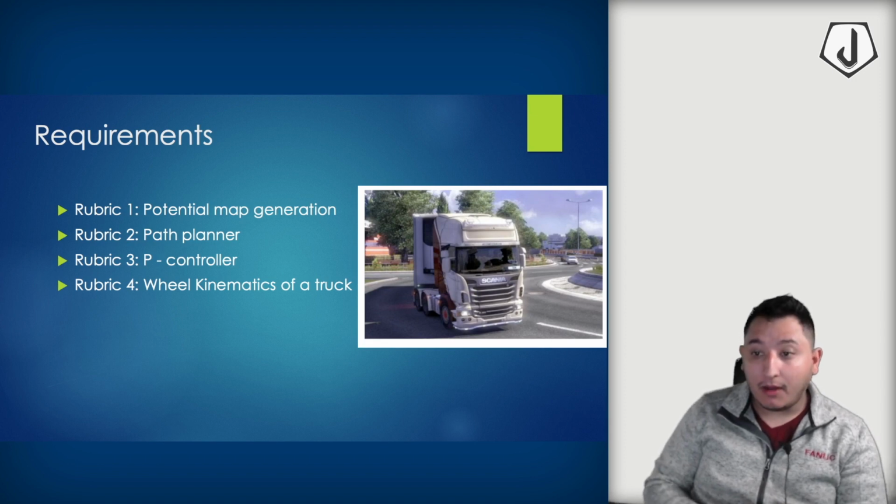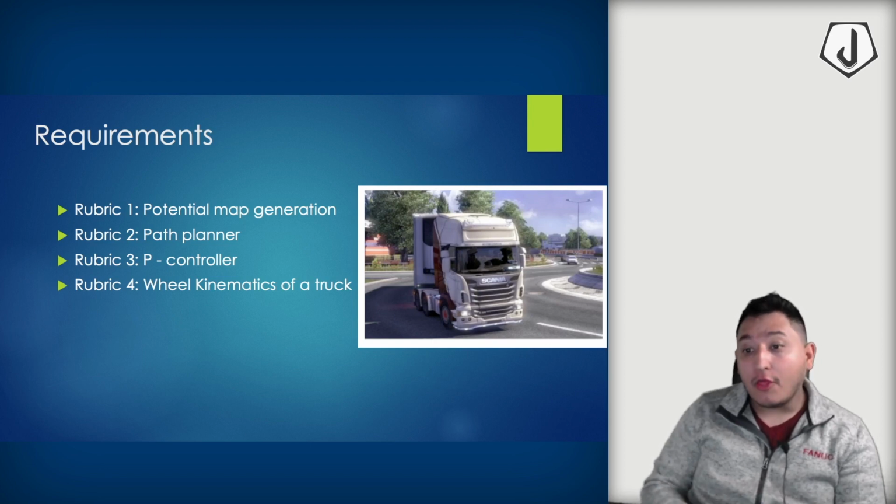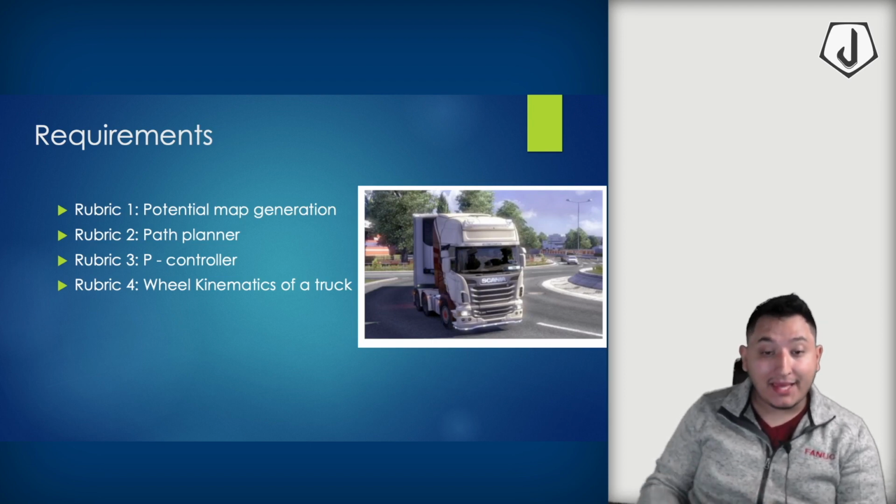First is to develop a potential map. Second is to develop a valid path using a path planner. Third is you implemented a P controller that would drive the robot. And lastly is to implement wheel kinematics and truck kinematics to constrain the final vehicle's motion.